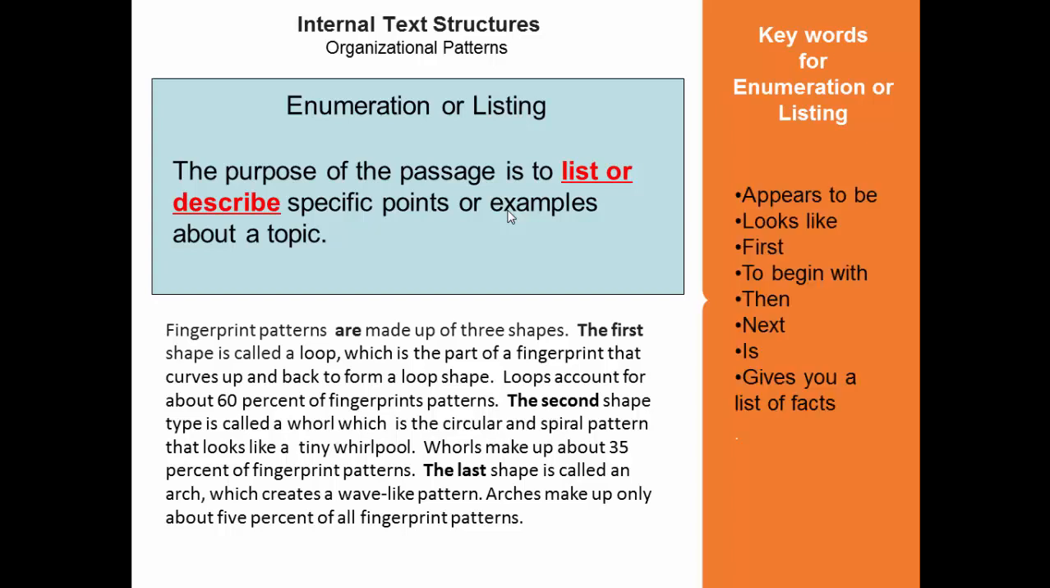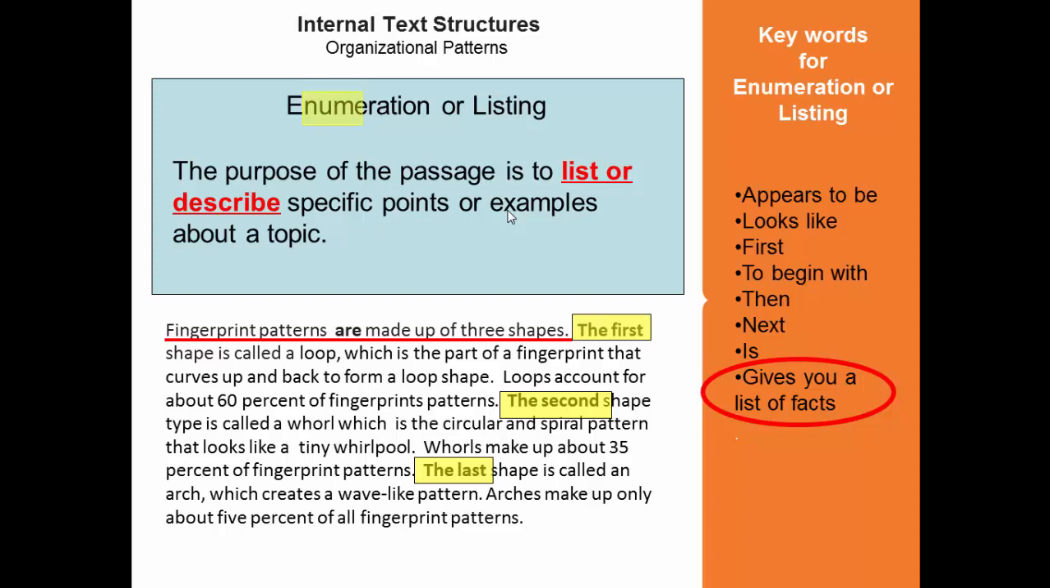Okay, here are some keywords that you might see in enumeration and listing. In this paragraph, we see a list of facts, and let's see if we can see them. Well, there's our topic. This is what it's about. Our topic sentence is at the beginning. Fingerprint patterns are made up of 3 shapes. Okay, and that sentence even tells you, we're going to show you 3 things. First, and then we have the second shape, and then we have the last shape. So there's your list of details.